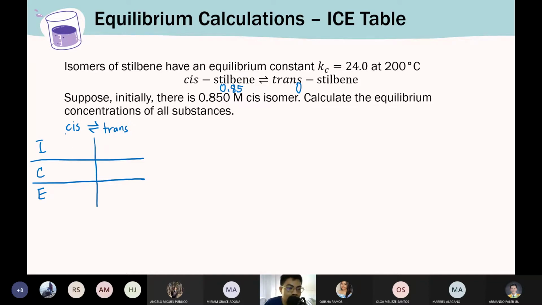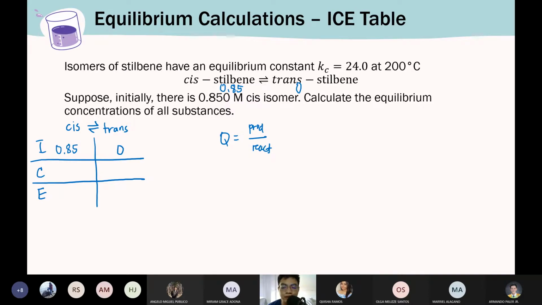Okay, yan. So again, initially, the concentration of cis is 0.85. May sinabi ba about trans? Wala. Okay? Wala siyang sinabi. So it is 0. Okay? O, dito na ngayon papasok si Q. Because the Q will tell you sino yung dadami, sino yung oonte, di ba? So the Q will tell you that, no? Sino yung dadami, sino yung oonte.